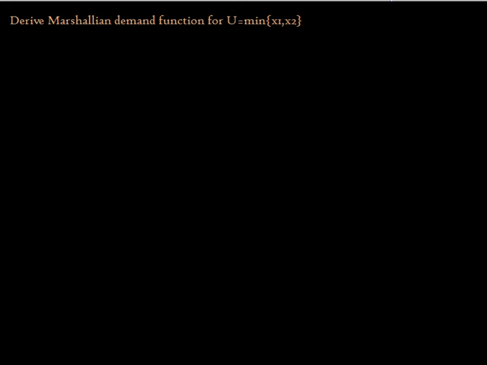In this question, we're being asked to find out the Marshallian demand functions for the perfect complements kind of utility function. As we can see out here, our utility function is u is equal to min of x1, x2. Now, we know it very well that this kind of utility function corresponds to perfect complements.